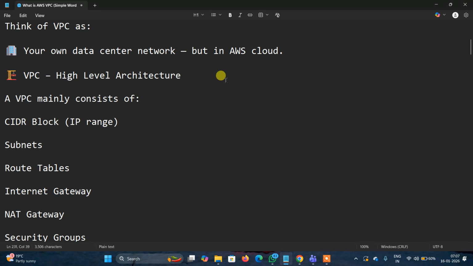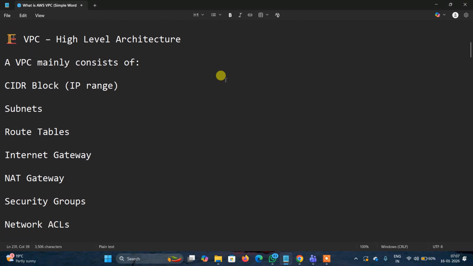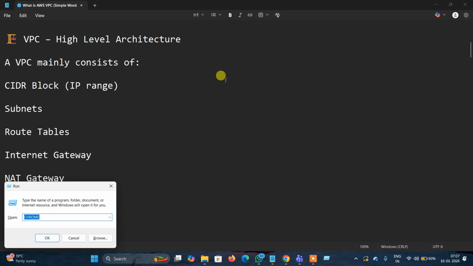What are the components of the VPC? CIDR block, subnets. What does CIDR mean? CIDR, IP range. Classless Inter-Domain Routing. Before going to the VPC, I'll just give some basics of the network.